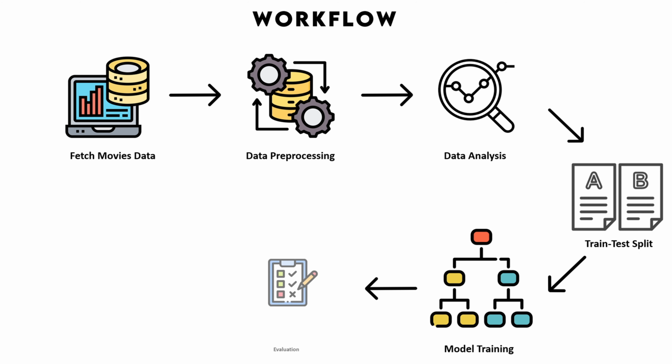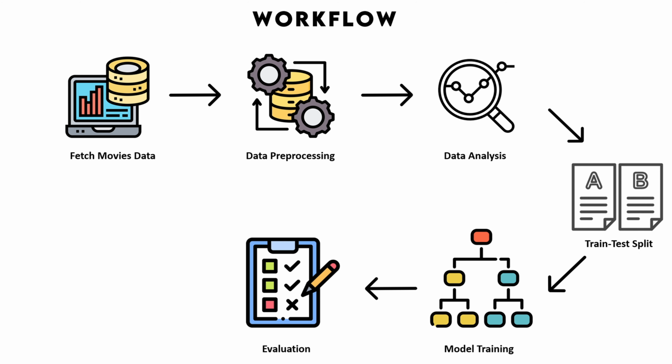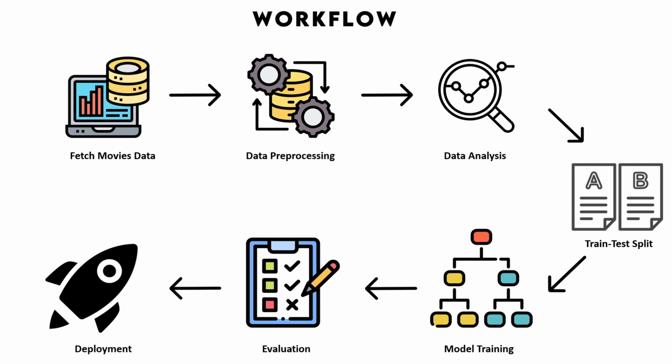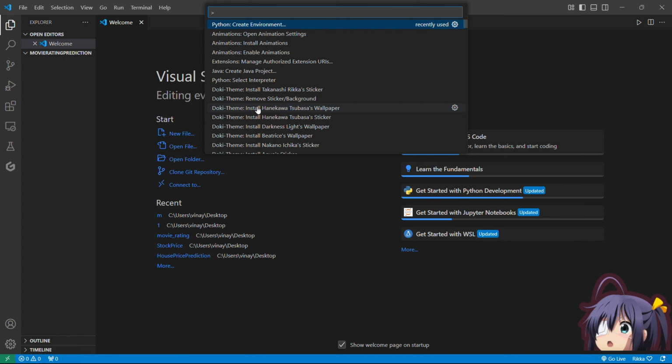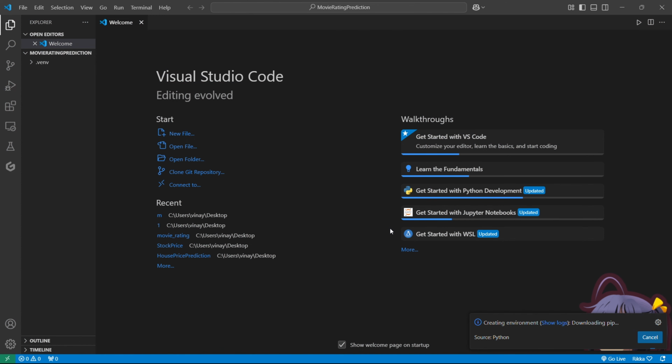Finally, we evaluate our model on various metrics like R2 score and mean squared error. Then we will deploy our model on Streamlit so that other users can access it online. So now let's jump into the coding part. Let me quickly create and activate the environment for our project.